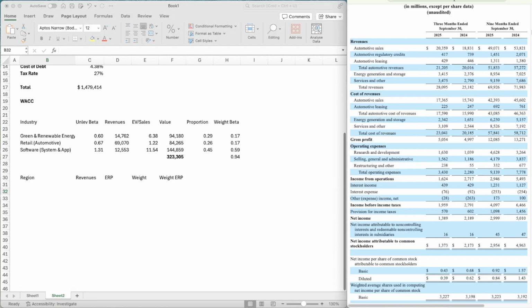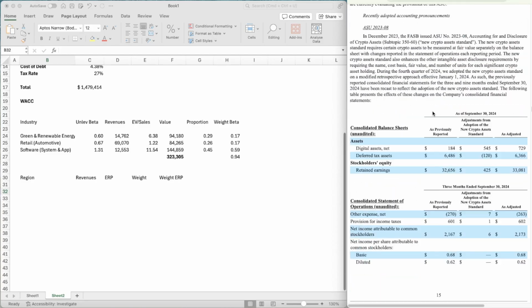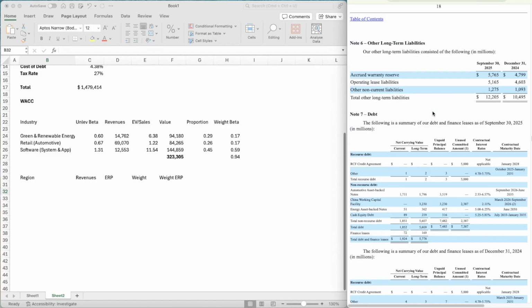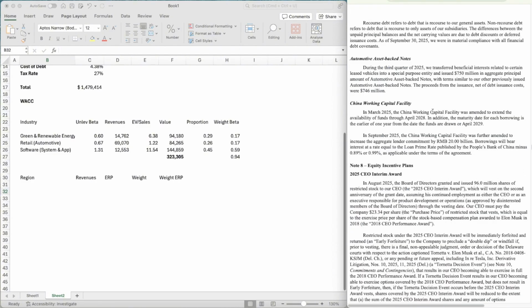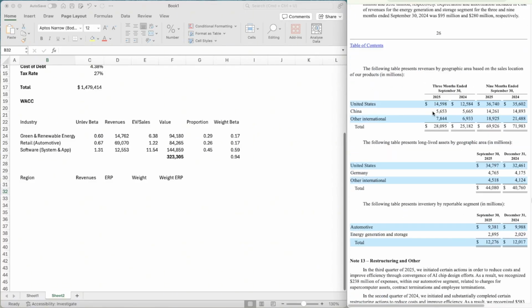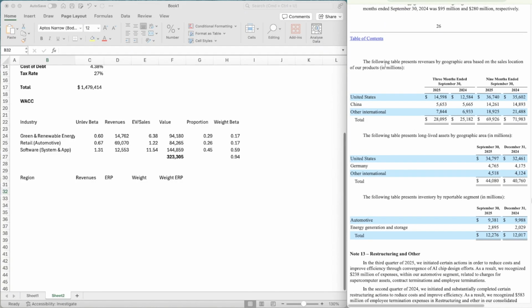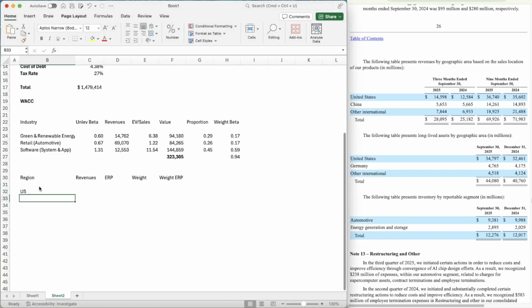First of all, let's come back onto the 10Q. It was page 20-something. Somewhere down here. Here we are. It presents revenues by geographic area based on the sales location. So we'll go US, China, and rest of the world.